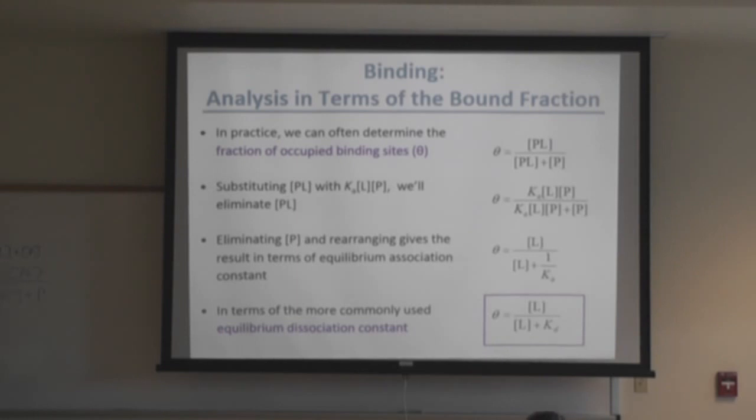So if we solve for PL, we're going to have PL equals, and we just cross multiply, so Ka, the association rate constant, or the equilibrium constant, times ligand concentration times protein concentration, and then we'll substitute that in for PL here, and we get Ka times L times P divided by Ka times L times P plus P.